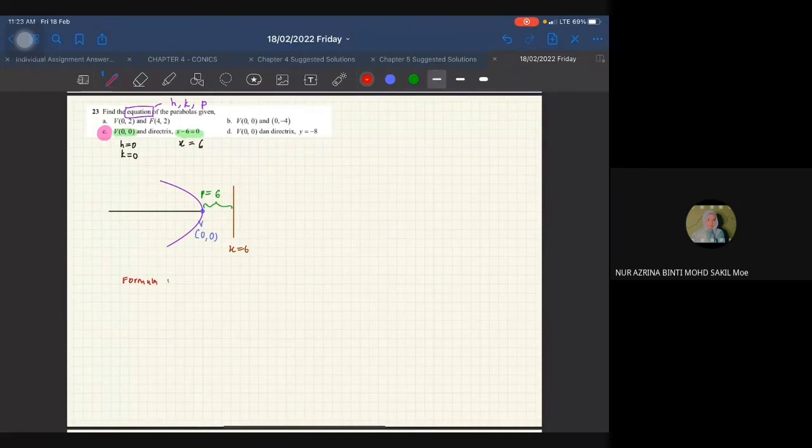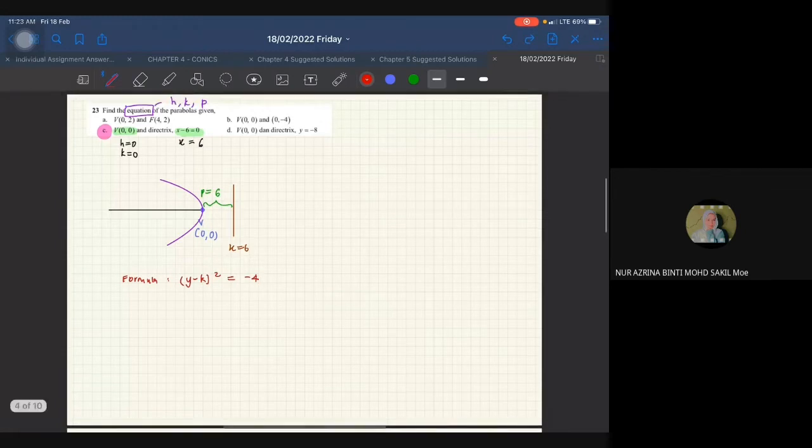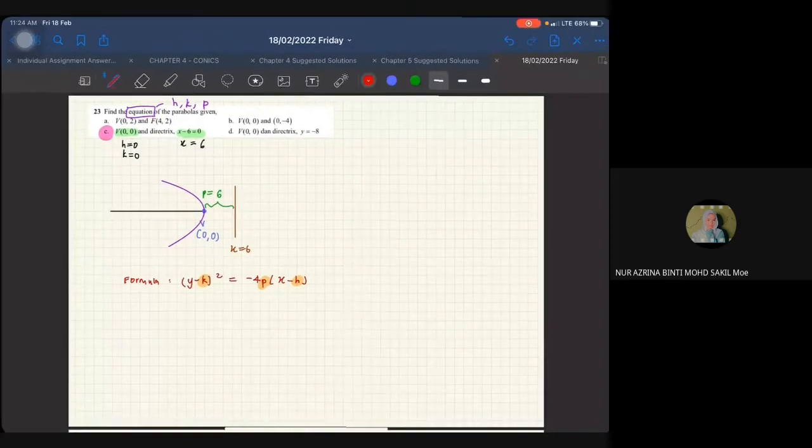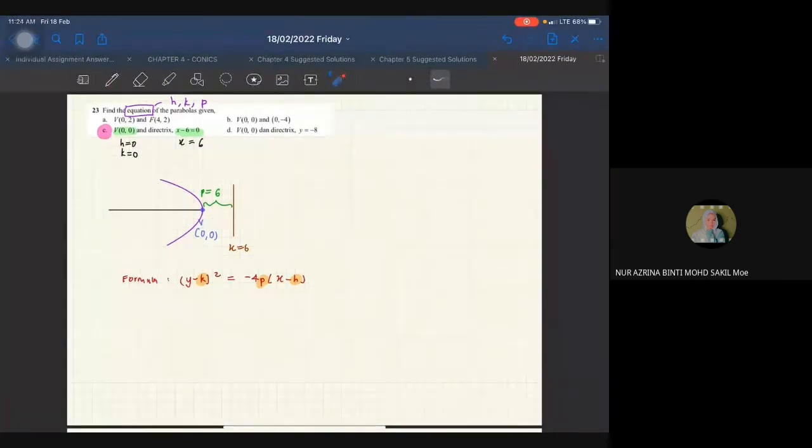Alright, so formula kita adalah y minus k square equal to negative 4p and then x minus h. Okay, just substitute the value of k, p and also h that you have found. Okay, ni this one dengan this one. Masukkan sahaja. Okay, settle.